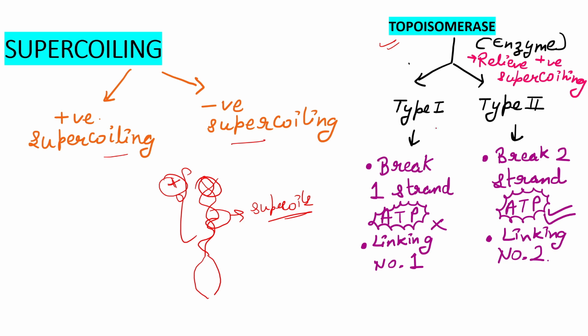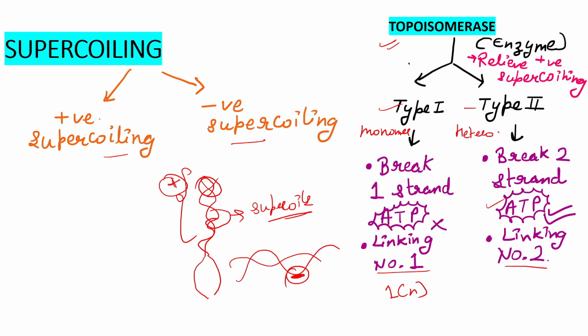Topoisomerase is also of two types, type 1 and type 2. Type 1 breaks one strand only. So if this is a DNA molecule, it will make a break in a single strand. There is no requirement of ATP, and the linking number for this is 1 or multiples of 1, that is 1n. Type 2 breaks two strands and it requires ATP, and the linking number is 2. One more thing to note is that type 1 is a monomer. It has only one unit, while type 2 is a heterodimer. It consists of two subunits.